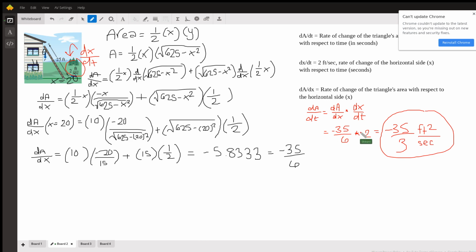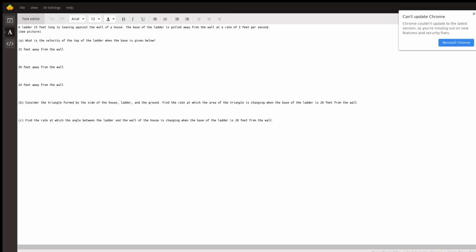So that would be our final answer for this part 2. So basically what this means is that when this base is 20 feet, the area is decreasing at a rate of 35 over 3 square feet per second. So that's approximately 11.7 square feet per second. So let's move on to the third part of the problem.